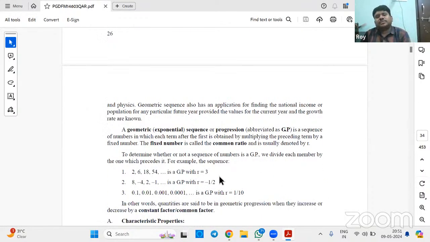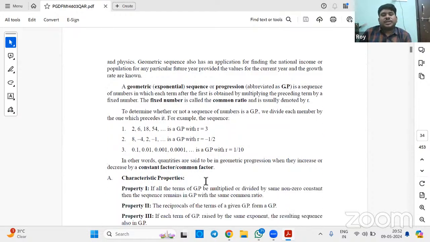Now let us see: 2, 6, 18. Which number is multiplied with 2 to get the next value? R. Right? 2 into 3 is equal to 6, sorry, 6 into 3 is equal to 18. 18 into 3 is equal to 54. Right? R is equal to 3. The geometric sequence or progression we need to understand. Is this a kind of ratio? The common ratio will be there between terms. What is the common ratio here? 2 by 1, like that, and so on.